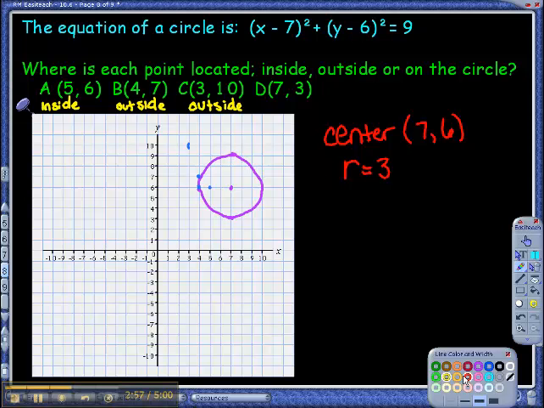And then our last one, the point 7 comma 3, because when we were extending our radius to really help us to draw that circle, we know that that is a point that is on the circle. So 7, 3, we would say it's located on the circle.